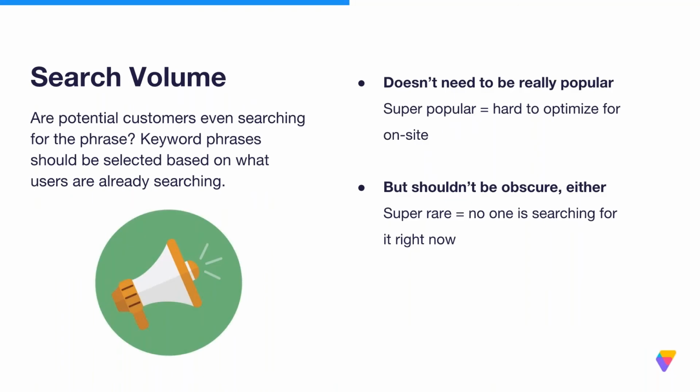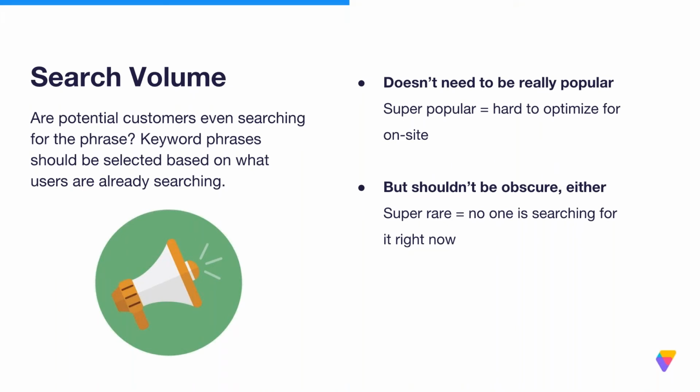So looking at the first component, search volume. Are potential customers actually searching for the phrase? Your keywords should be selected based on what users are already searching for. So you don't need to reinvent the wheel here, just use what's already getting traffic.